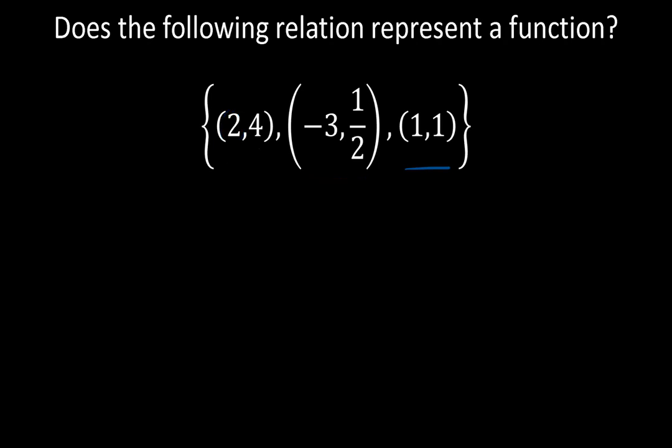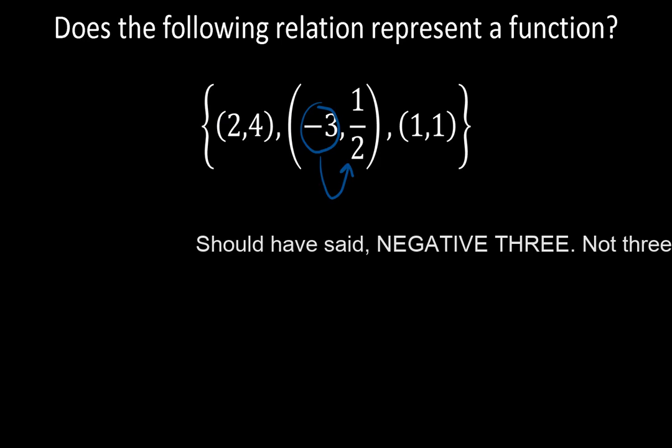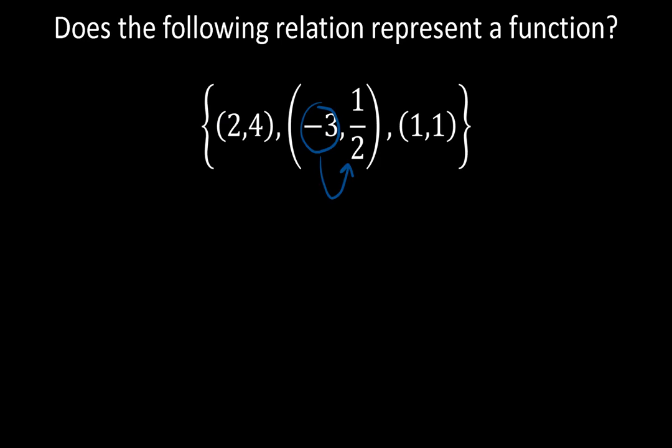Now let's look at our second ordered pair. The second ordered pair is -3, 1/2. And in this ordered pair, the input -3 is paired with the output of 1/2. Again, for this to be a function, -3 can only be paired with 1/2. When I look at my first ordered pair and my last ordered pair, I see that -3 is not an input in either of those ordered pairs, and therefore -3 is only paired with the output of 1/2. So this is still considered a function at this point.